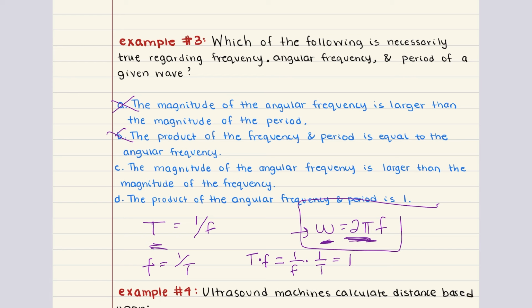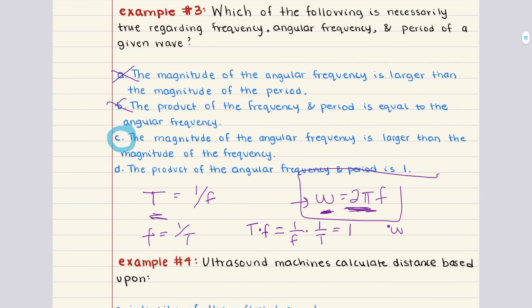And the correct answer is in fact C, but we're still going to read answer choice D. Answer choice D says the product of the angular frequency and period is 1. This statement is incorrect. This is actually going to be equal to 2 pi, not 1, because if you were to multiply angular frequency by period, you would multiply 2 pi times frequency, and then multiply that by the period, which is 1 over f. The frequency cancels out, and we're left with just 2 pi. So answer choice D is incorrect.